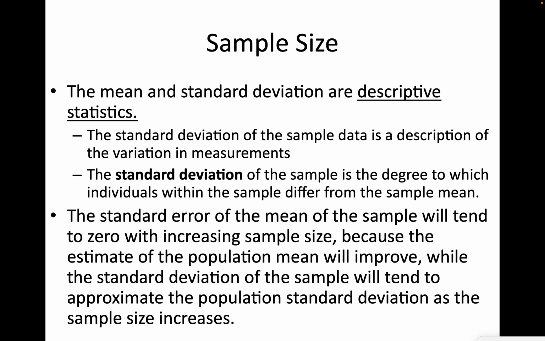The mean and standard deviation are descriptive statistics. The standard deviation of the sample data is a description of the variation in measurements. The standard deviation of a sample is the degree to which individuals within the sample differ from the sample mean. The standard error, look, if you took a test and everybody got exactly the same score, the standard error would be 0. The standard deviation would be 0. The greater the deviation, the greater the difference between the scores that people had.